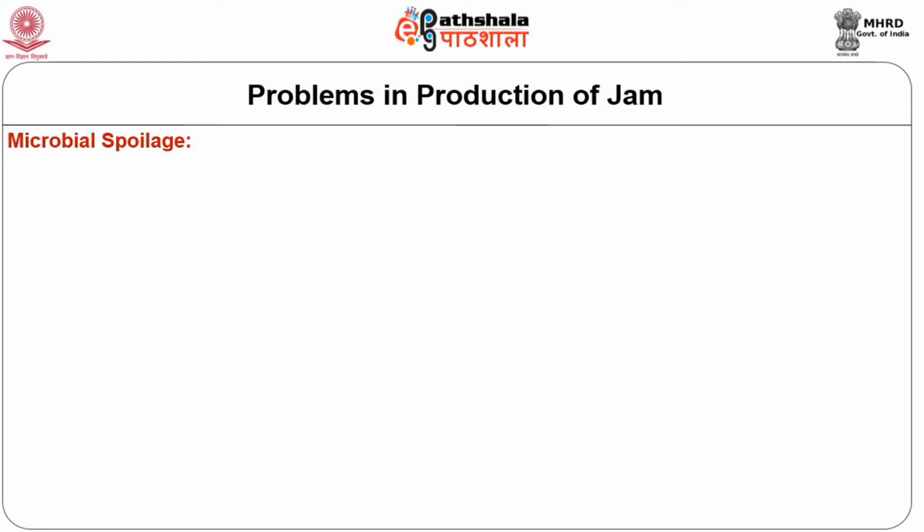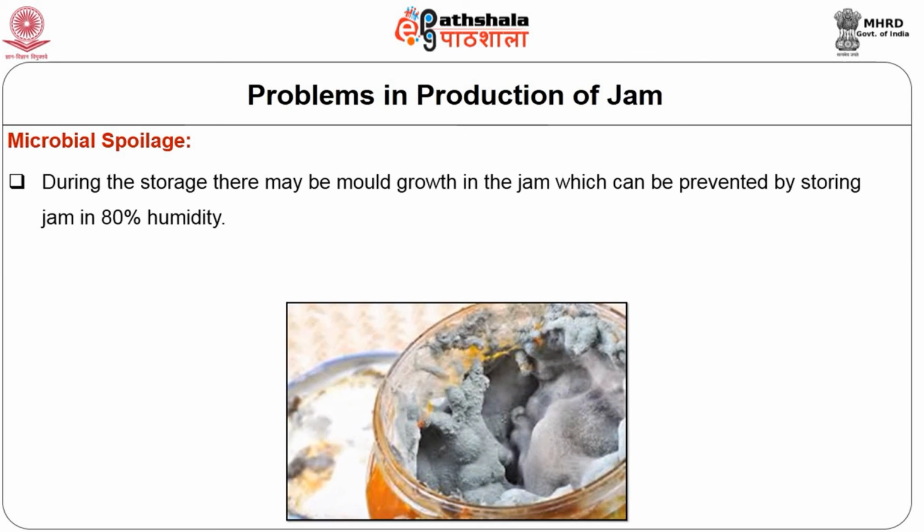Finally, microbial spoilage of jam. During the storage, there may be mold growth in the jam, which can be prevented by storing jam in 80% humidity. So far, we have discussed the process of making jam and methods to test the end point of jam. We also have discussed the problems and the ways to rectify the problems in making jam.